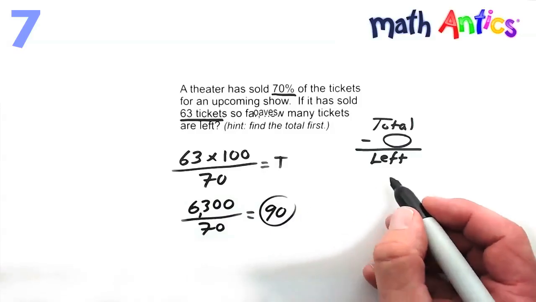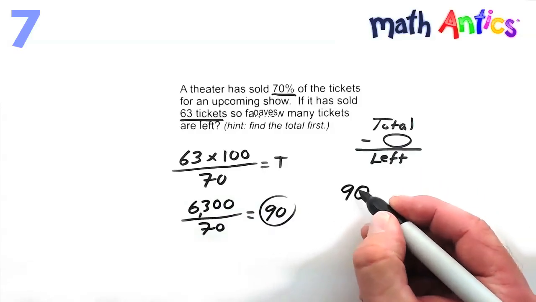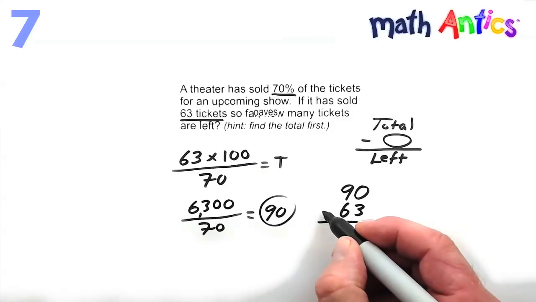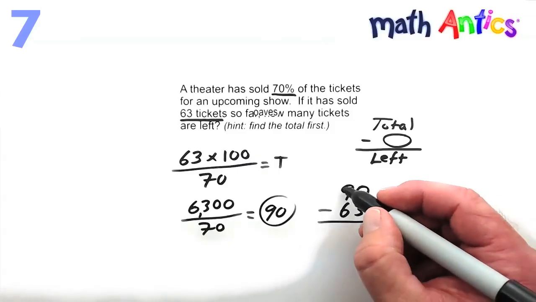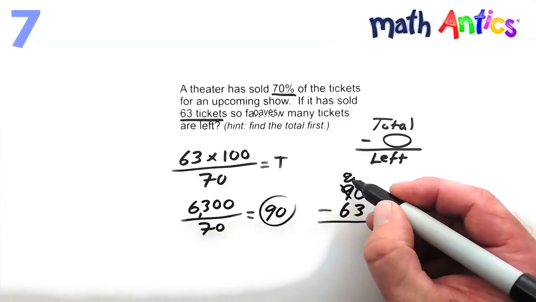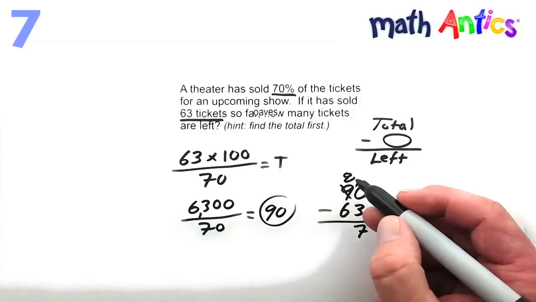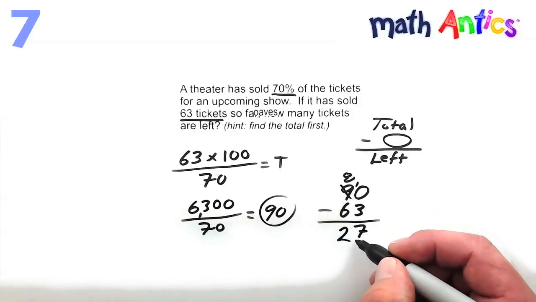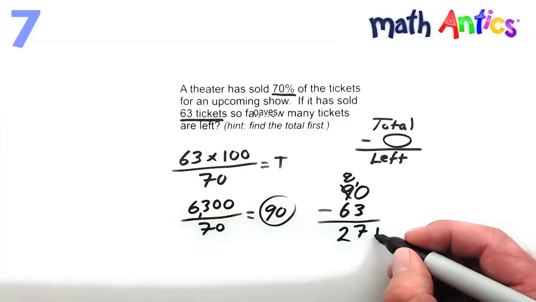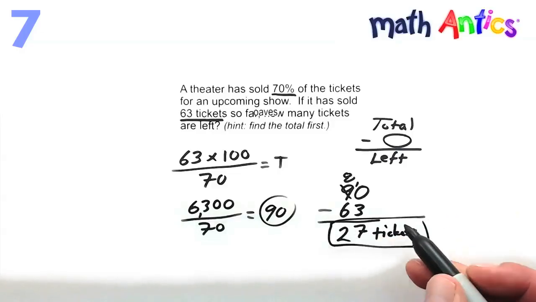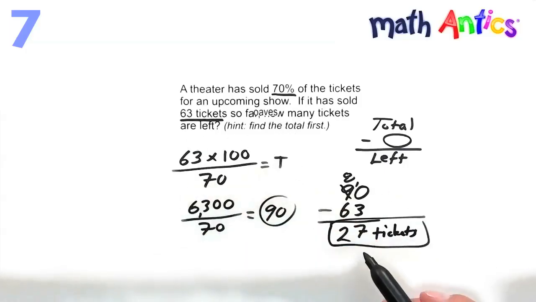So we're going to take that 90 here and we're going to subtract the amount of tickets that have been sold so far, which is 63. 90, we can borrow from the 9 and we get 10 here. We're going to get 10 minus 3 is 7, and then 8 minus 6 is 2. Okay, so it looks like there are 27 tickets left over for the upcoming show. 27 tickets are left.